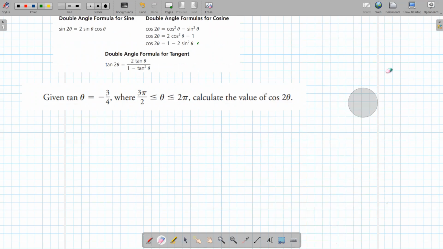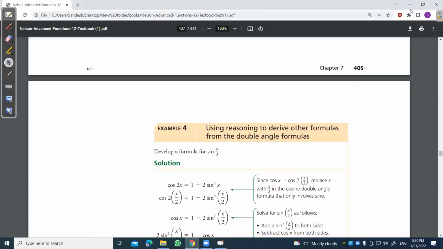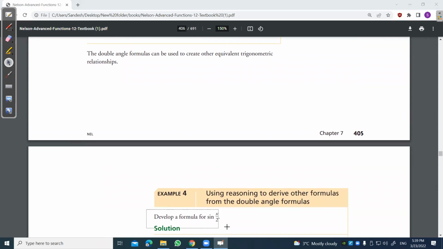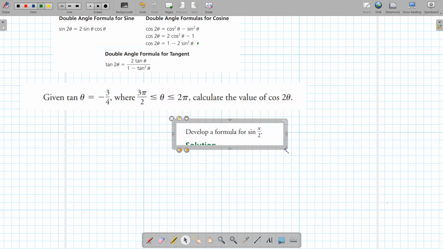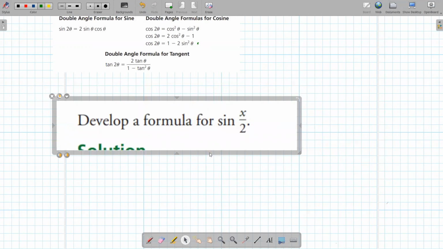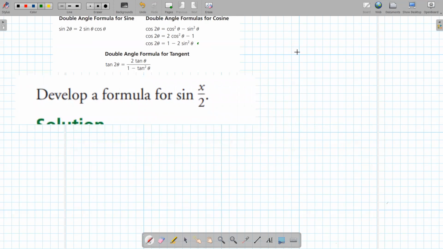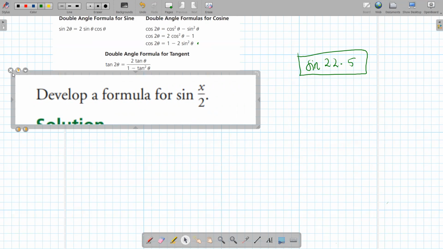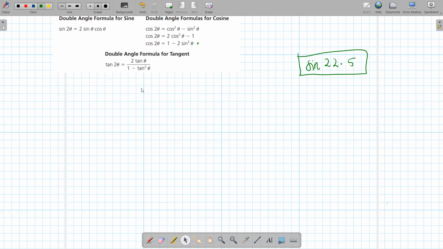Let's try another one. And if you can do this, I think you'll be fine for the rest of this lesson. It's this one. Just develop a formula for sine x/2, or better yet, let's find the exact value of sine 15. Actually, sine 15 you can do using the other one, right? You can use 30, you don't even have to use this for sine 15, but you could. What about this one? The question is, find the exact value of sine 22.5.